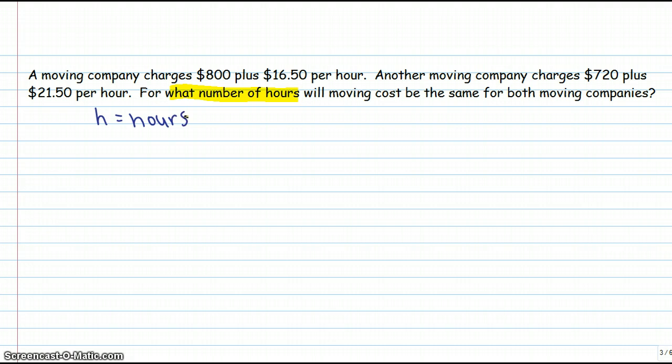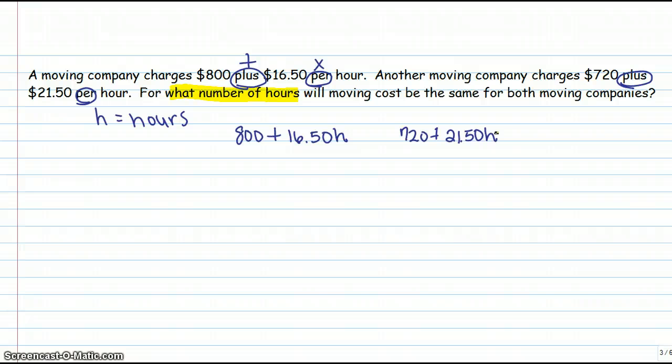Then we read each sentence one at a time, and we write down what we can. So a moving company charges $800 plus $16.50 per hour. We know plus means obviously plus, and per means multiplication. So if I write that down, I've got 800 plus 16.50 times the hours, H. Okay, another moving company charges $720 plus $21.50 per hour. So basically the same thing. 720 plus 21.50H.